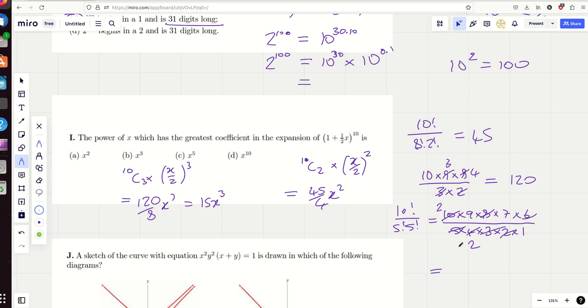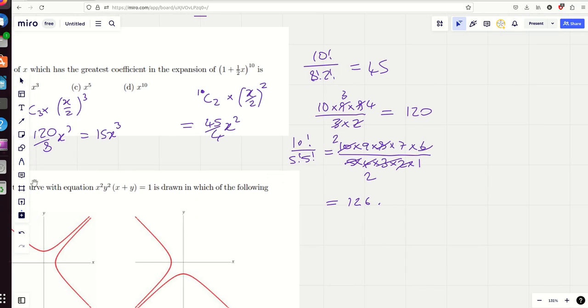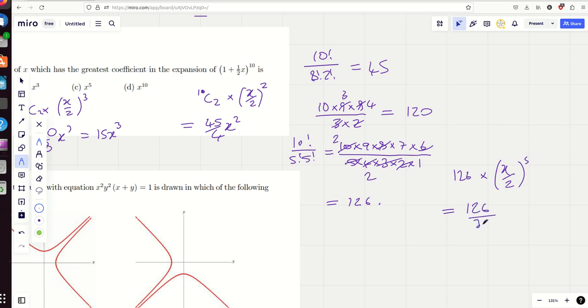I think it is 70 plus 56, 126. So you've got 126 there. Now, don't forget what we're really doing here. I just got straight into the 10 choose 5 bit. We've got to put the 126 times x over 2 to the power of 5, and that's going to leave 126 over 32. And if we divide the top and bottom by 2, we're going to get 63 over 16.